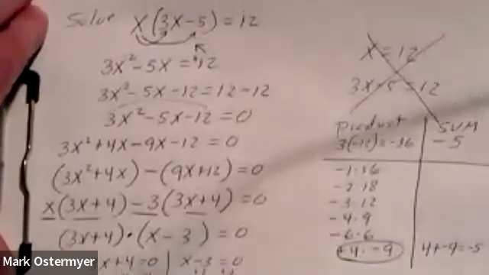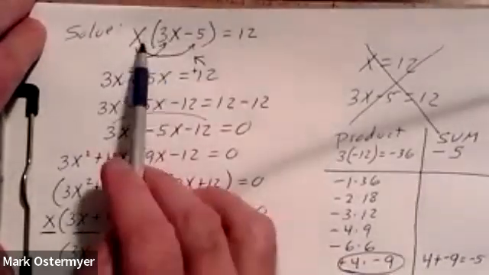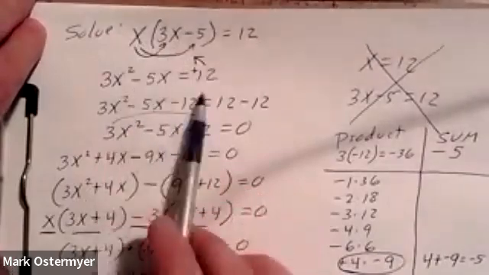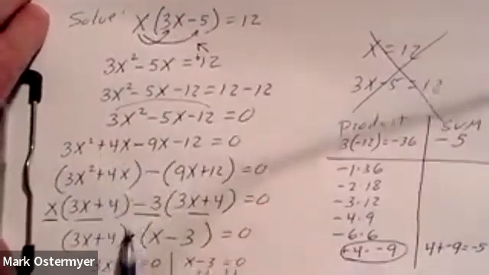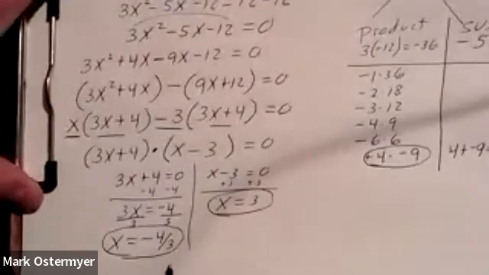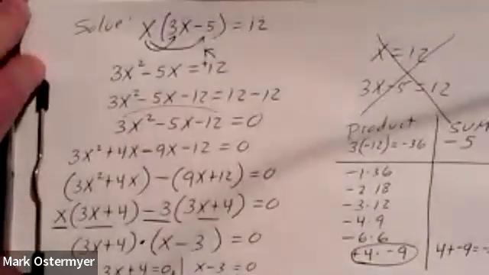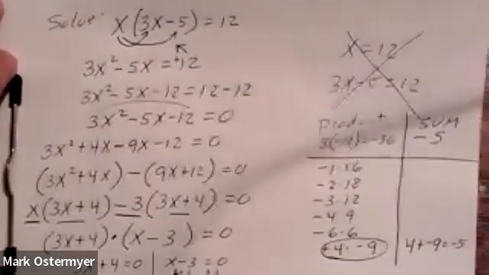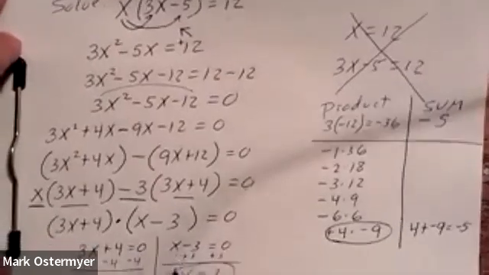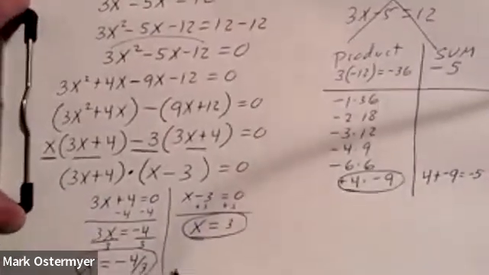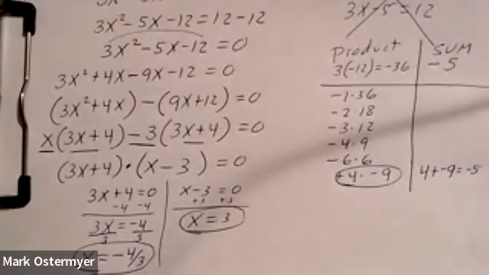So the first thing we had to do here is distribute, multiply the left side out, set our equation equal to 0, and factor the left side. And then we went from there. Any questions how we just solved that equation? Okay.